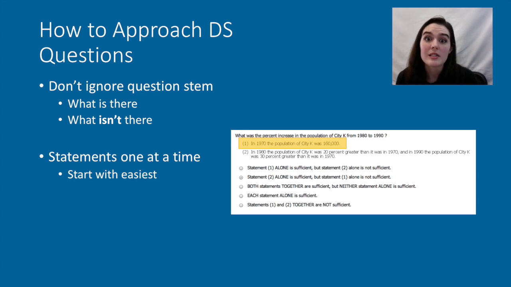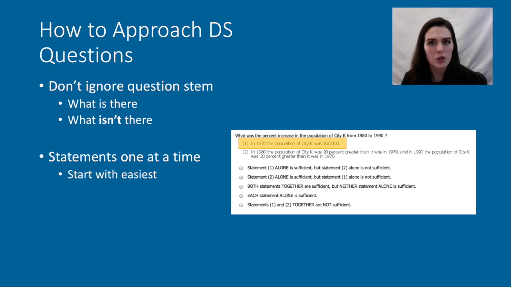Now, how do we determine which one's the easiest? Well, oftentimes it's just the length. So in this example, we see that statement 1 is much shorter than statement 2. So that's just going to mean statement 1 is going to be a lot easier to read, right? So we might just go with that one based on that alone. If we look a little bit closer, we see that statement 1 gives us a number, just a value. In 1970, the population of City K was 160,000. Easy, right? But statement 2, we see it gives us 2 different pieces of information, and those pieces of information involve percents rather than actual values.